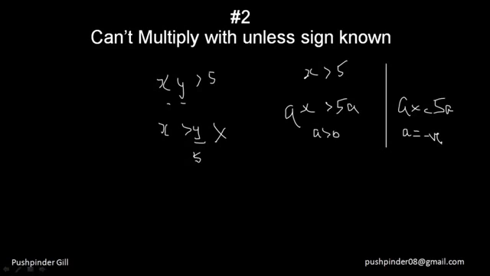So if I just simply say ax is greater than 5a, you can't say because you don't know the sign of a here, right? So make sure when you multiply with a variable, you know the sign of the variable. These are the common mistakes that we always do when we do some GMAT questions.